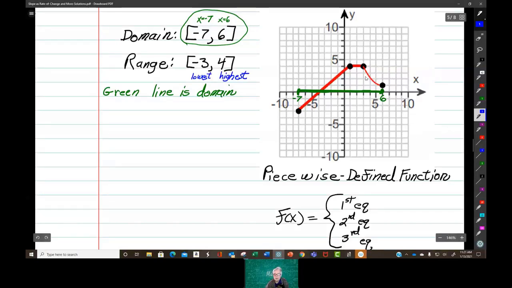Okay, so the very lowest point on the y-axis that matches up with the graph is right here. And the very highest point on the y-axis that matches up with the graph is right here. So the range of this function goes from here, the lowest point, to here, the highest point. And that's the range. Now this is negative 1, negative 2, negative 3, just making absolutely sure. And this is 1, 2, 3, 4.